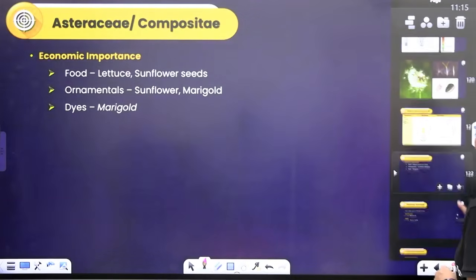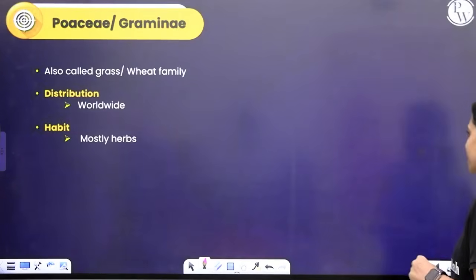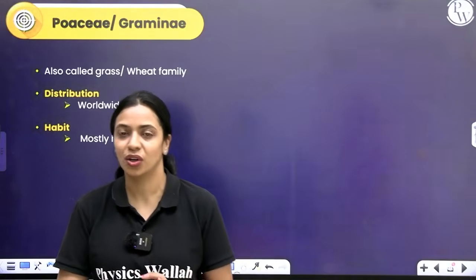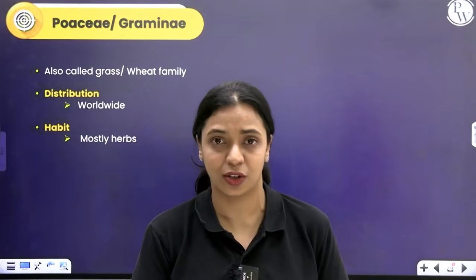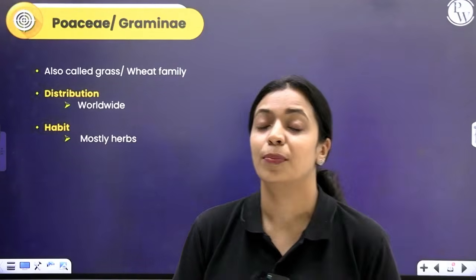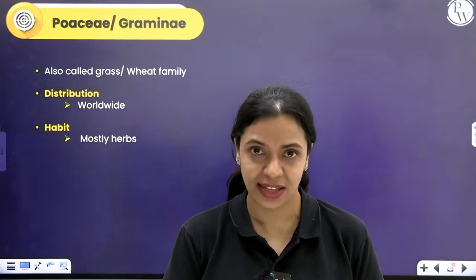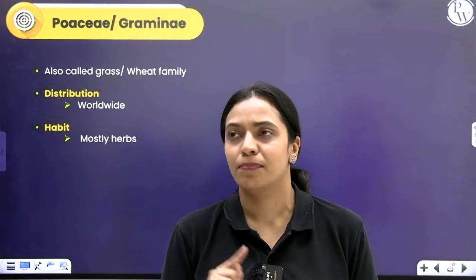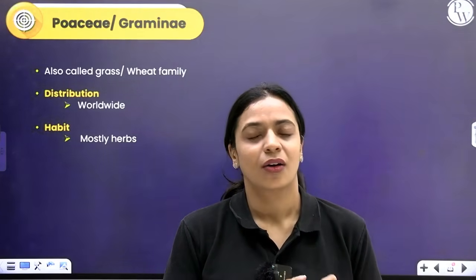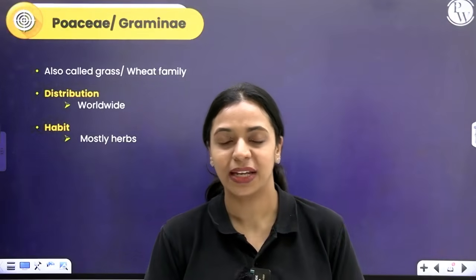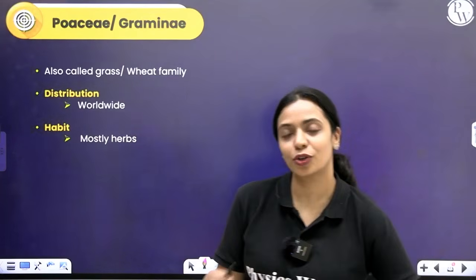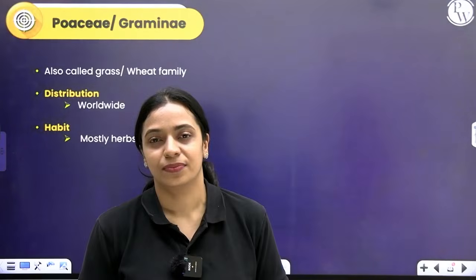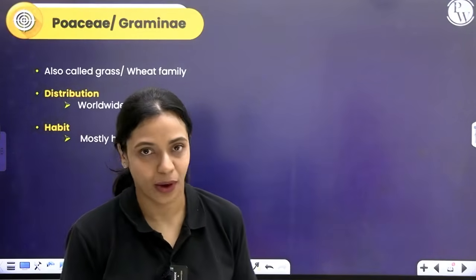Now let's move on and learn about the last family in this chapter, which is Poaceae. Poaceae is also called Gramineae. Gramineae is a very economically important plant family, because all of your grains and cereals come from this family. Rice, wheat, jowar, maize, ragi, all of these belong to this family. So regardless of whether you eat roti or rice, we have to thank this family, because that is what is mostly a part of our diet.